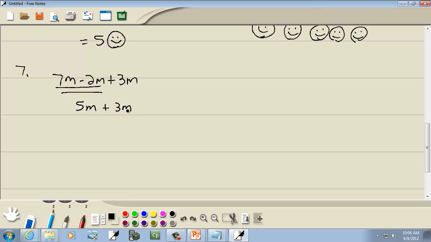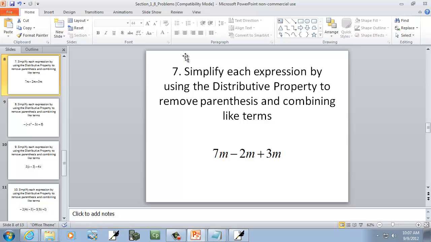Now these are still like terms. They're both m to the first power. So I add these together. 5m plus 3m gives us 8m. And that's our answer. Again, it's the same idea as the smiley faces up on the table, the way to think of it.